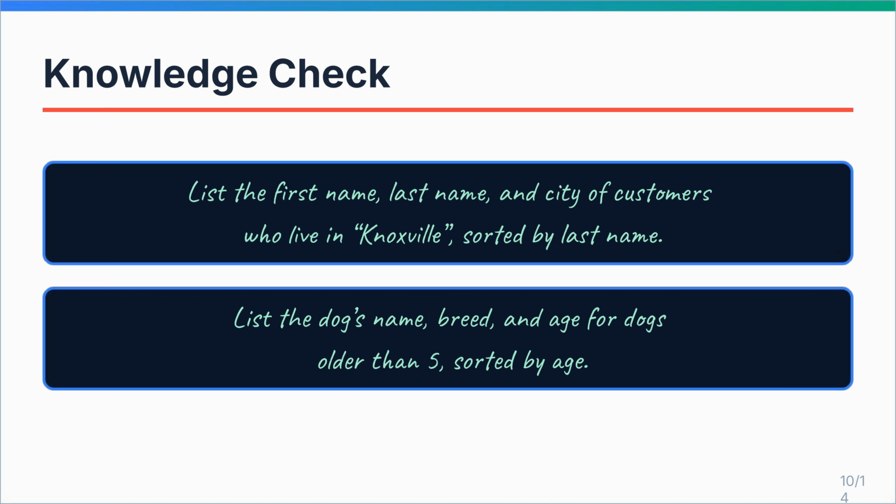Your turn to write SQL. Here are 2 beginner-friendly assignments based entirely on what we've learned so far. Assignment 1. Write a query to list all customers who live in Knoxville, sorted alphabetically by last name. Assignment 2. Write a query on the dogs table to find all dogs older than 5, ordered by age from oldest to youngest. Don't overthink it. Just use the same pattern we used in the earlier examples. From, select, where, order by. Pause the video here and give it a shot.